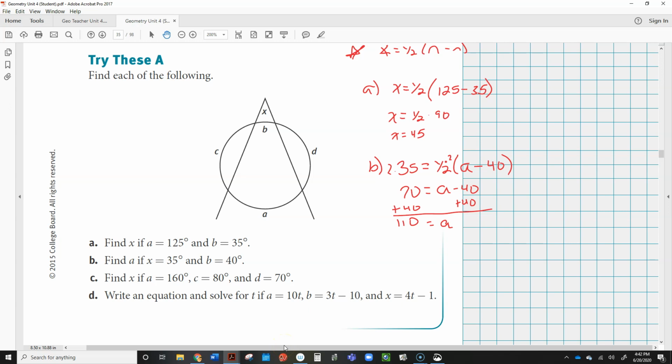All right, they want me to find X, and they give me A, C, and D. So it looks like A plus B plus C plus D, all of those are going to equal 360. So if they give me A is 160, and they give me C is 80, and they give me D is 70, then I can calculate what B has to be by taking 360 and subtracting each one of these numbers right here.